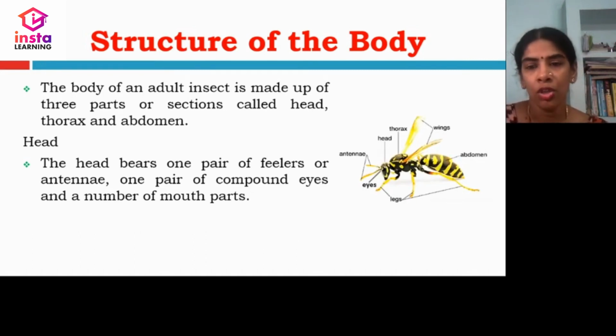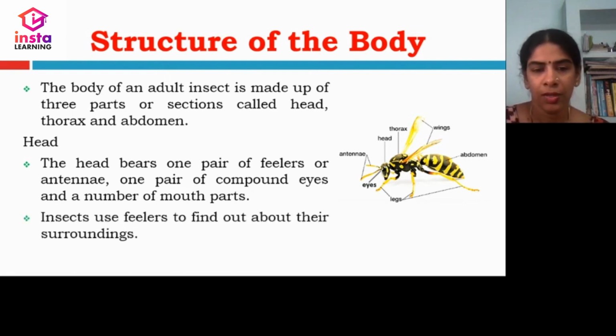In the picture, concentrate only on the head parts. When you see the head parts, you can see eyes. We call them compound eyes. There is a mouth. There is an antenna, which we call feelers. The feelers are meant to find out about their surroundings.